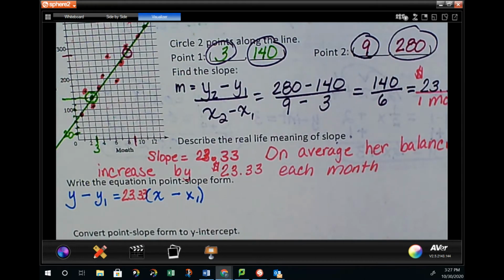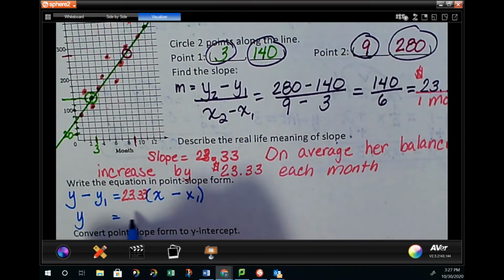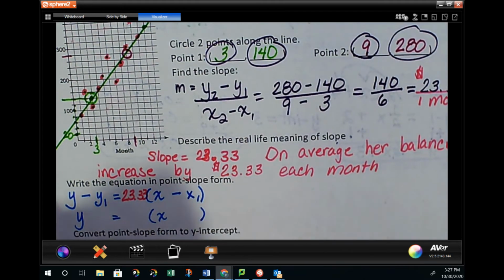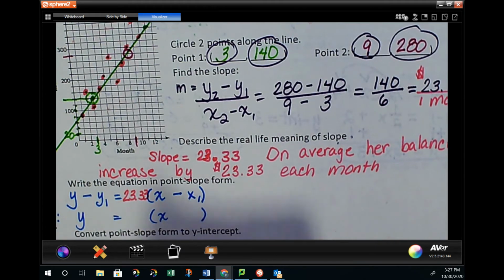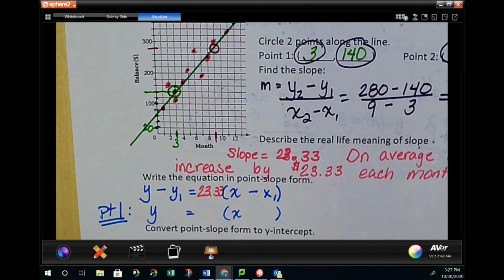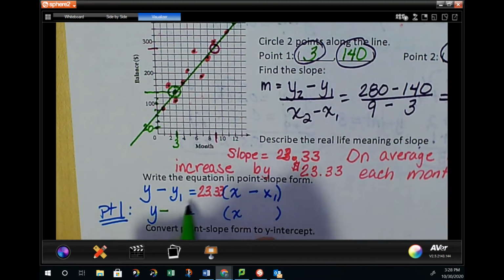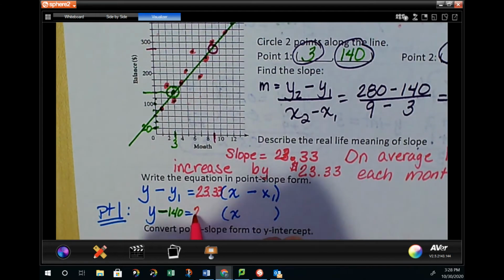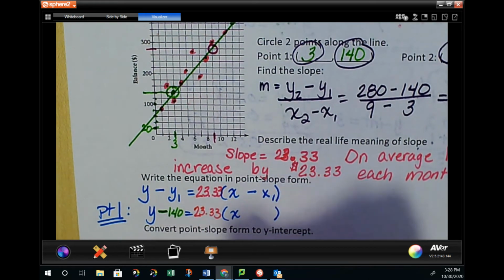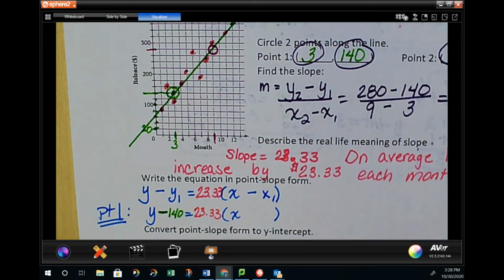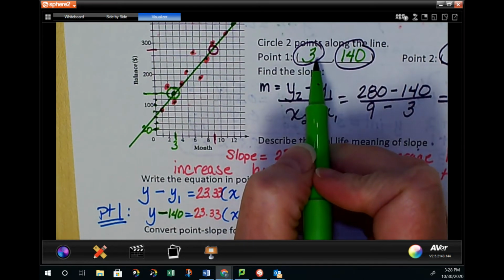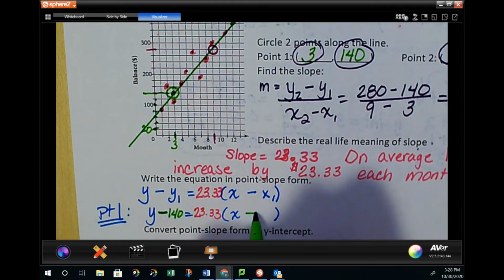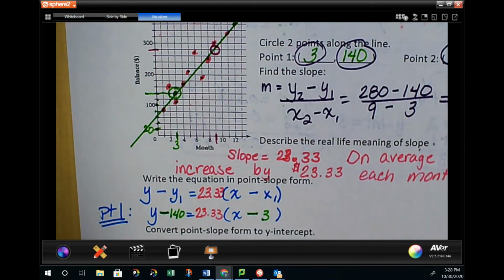So your equation would be y and x. This would be for point 1. If you have this for point 1, you're going to plug in 3 and 140, and remember the 140 goes with y. So the opposite of positive 140 would be minus 140. Then you have your slope, which is 23.33. And then your x value of your first point is 3, and the opposite of positive 3 is minus 3. So that's point 1.